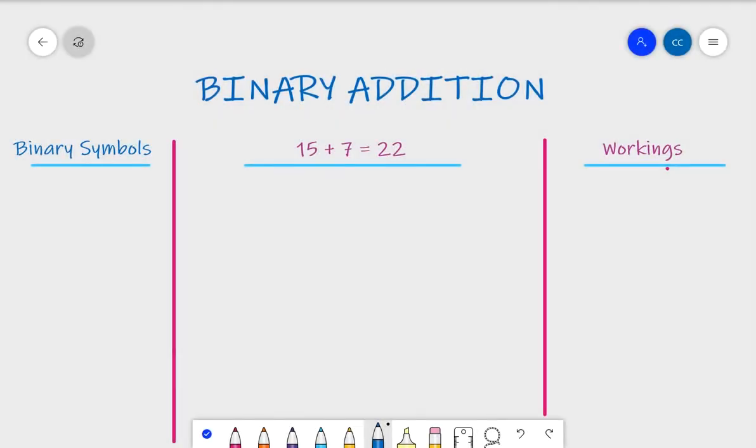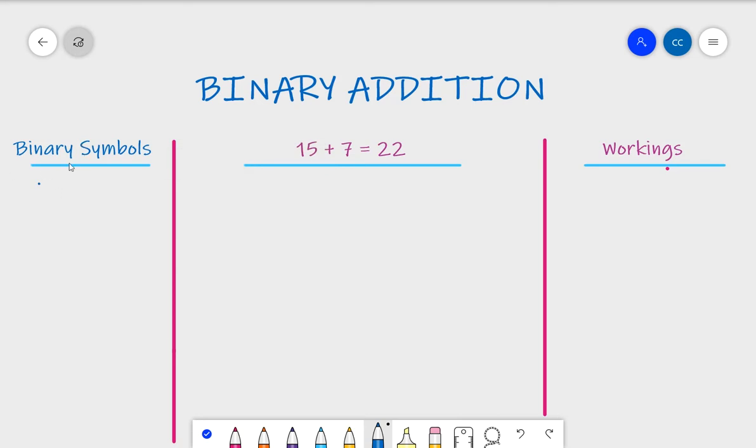Binary addition, let's have a look at how to do this. Now, it's not difficult, so relax about it. You know how to do this. Once you understand the rules of it, you shouldn't have a problem. You just need to take your time while you're doing it. So the first thing we have to do is go over some of the rules.